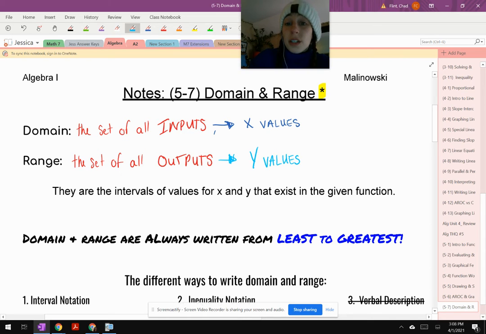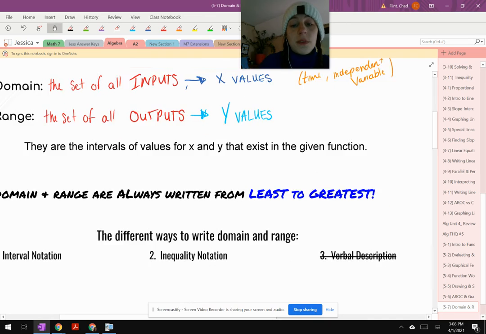In the problems talking about height and time, we saw h of t. So, domain in most situations is that time or the independent variable, whereas range is what comes out of it. The y depends on what the x is.